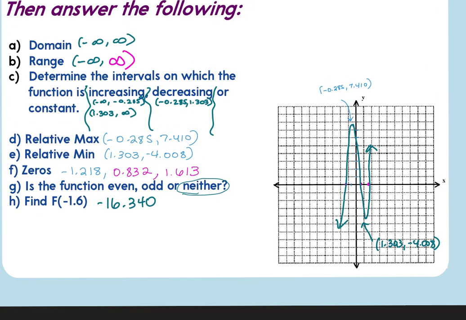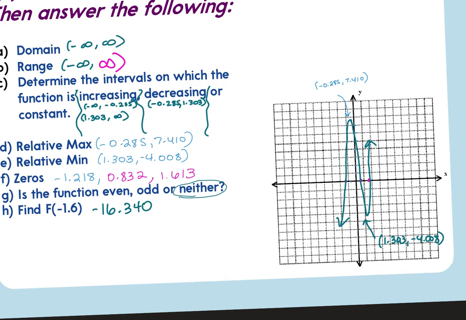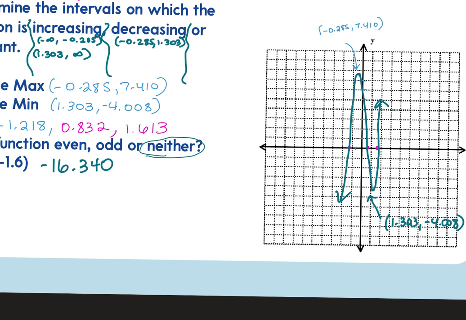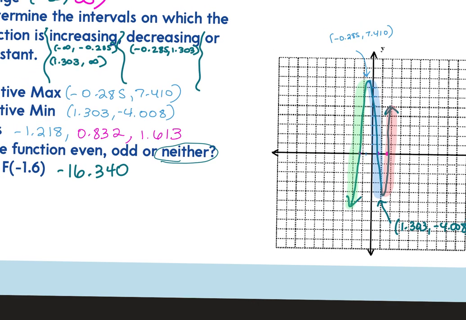The domain arrows bottom to top mean all real numbers and range all real numbers, but we're going to put it in interval notation, negative infinity to positive infinity. Once I label the max and min, so I would label max and min before you get to increasing and decreasing, then I know it's increasing on this curve, which is from negative infinity to negative 0.285. Then it changes to decreasing from that negative 0.285 to positive 1.303, which is the next min, and then it increases from that 1.303 to positive infinity. So you'll give me both those, or all three of those intervals.